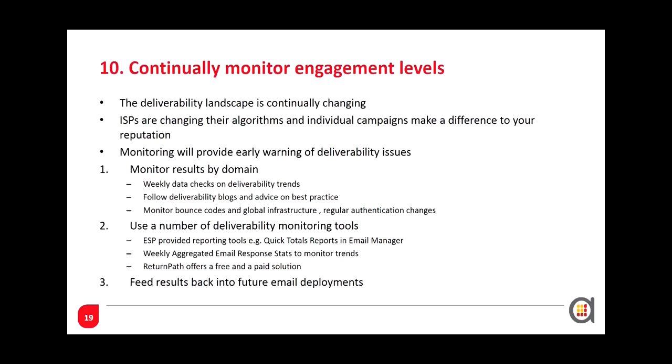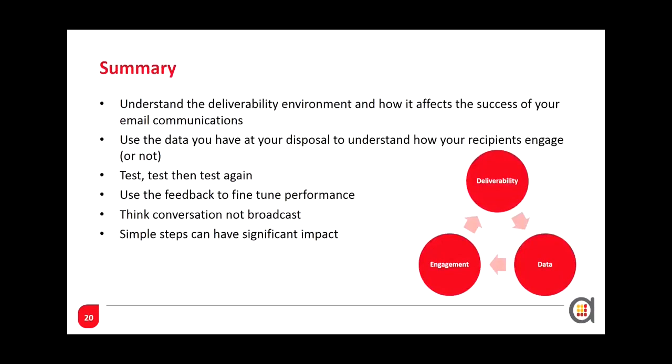So in summary, if we understand the deliverability environment and how it affects the success of your email communications, you'll use the data that you have at your disposal through reporting to understand how your recipients are engaging or not engaging. Always test, use the feedback to fine-tune your performance, and think conversation and not simply broadcasting. You want to target and segment your emails. And simple steps can have a significant impact. You could have a poor sending reputation today, but taking simple steps moving forward, the ISPs will usually respond quickly to positive engagement.